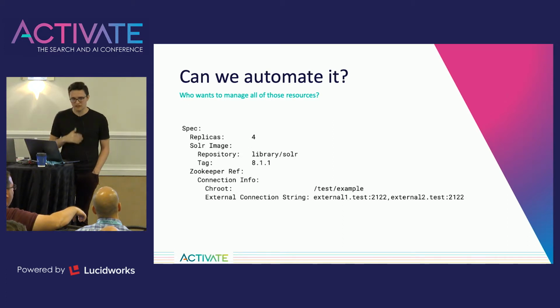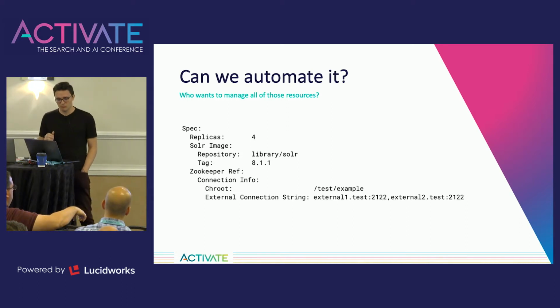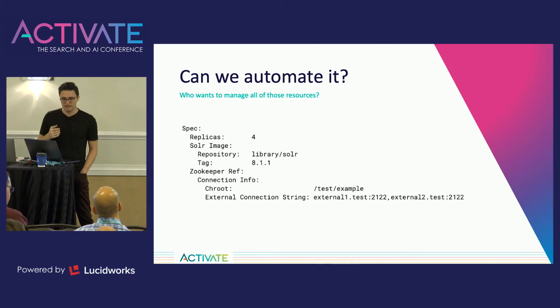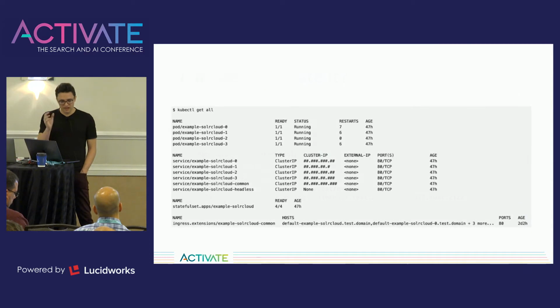But this is a lot of stuff to manage, and the whole point of doing this in Kubernetes was so that we didn't have to manage it ourselves. So I guess the question is, can we automate this? And what we want in the end is just to be able to give a specification for your Solr. Say we want 4 replicas running Solr 8.1.1 connecting to this zookeeper that we managed independently. And that would be awesome if we did that, push it in, and get this Solr Cloud back.